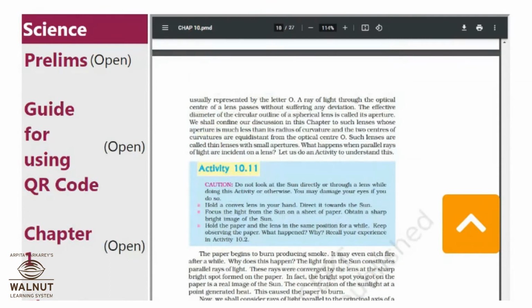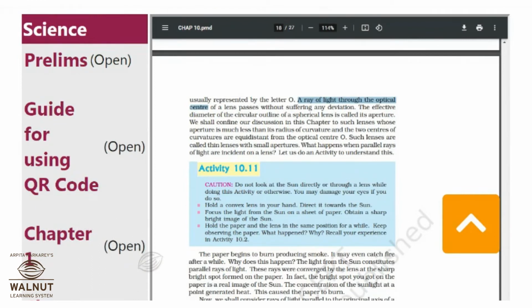Now, there is one more thing I want to tell you regarding the effective diameter of the circle. Just read this part. A ray of light through the optical center. Now, what is the optical center? I showed you in the diagram just now on the slide. It is the center of the lens. You call it a pole in case of mirrors. So optical center and pole both are the same.